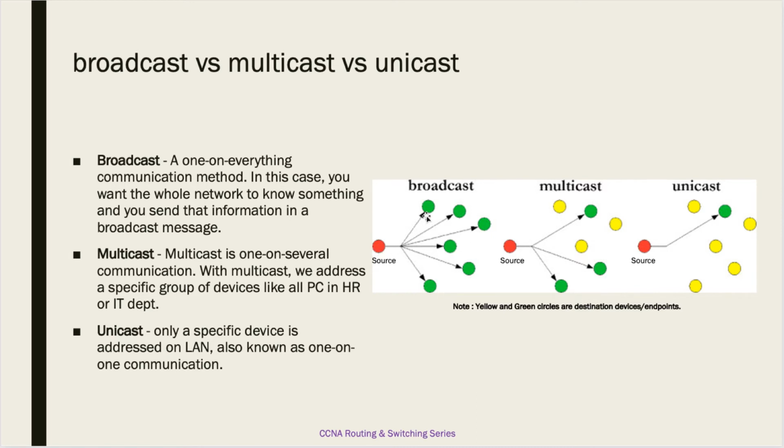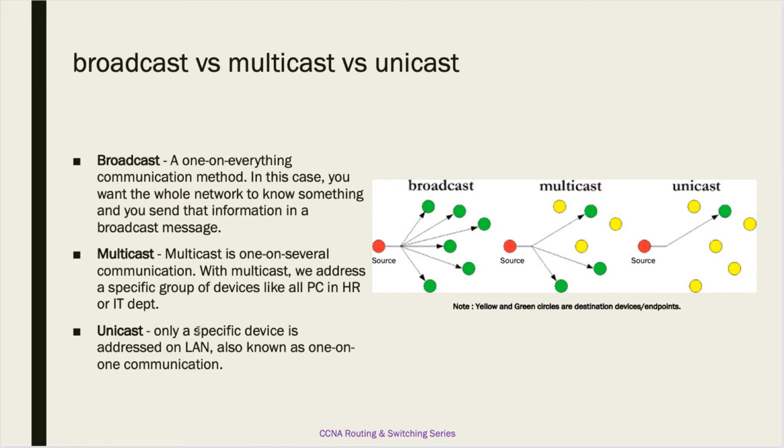So again, broadcast is one to all. There is a single source and it's sending the same information to all the destination endpoints out there. That's called a broadcast. In the case of multicast, the devices or endpoints are grouped into certain groups based on a certain condition, maybe their department or their characteristic. In that case, the source is sending information to a set of devices or groups, and this kind of communication is called multicast.